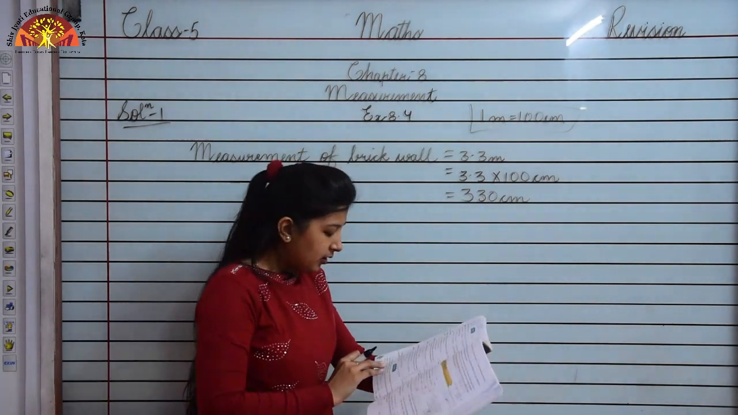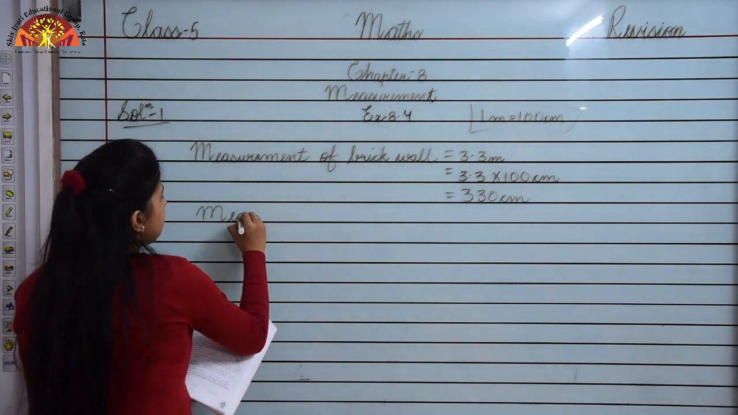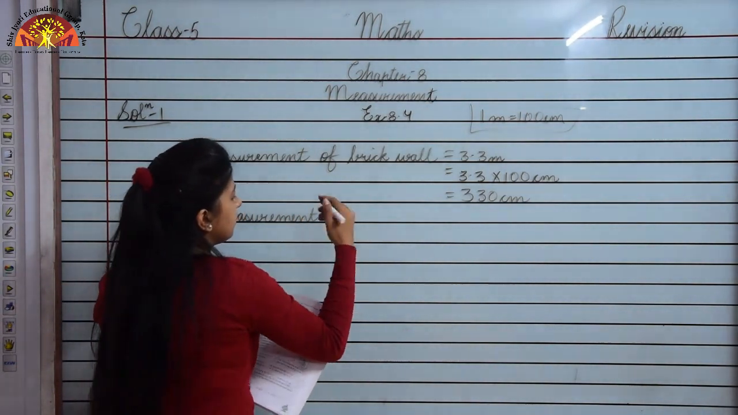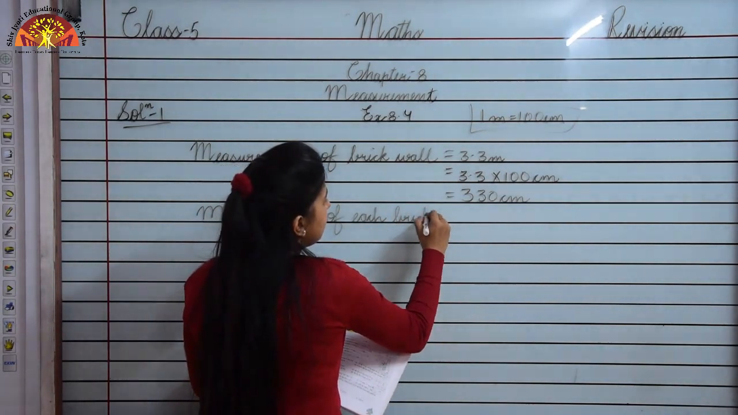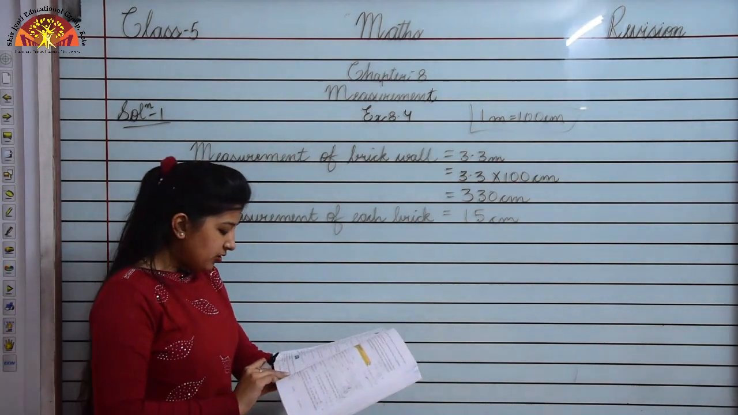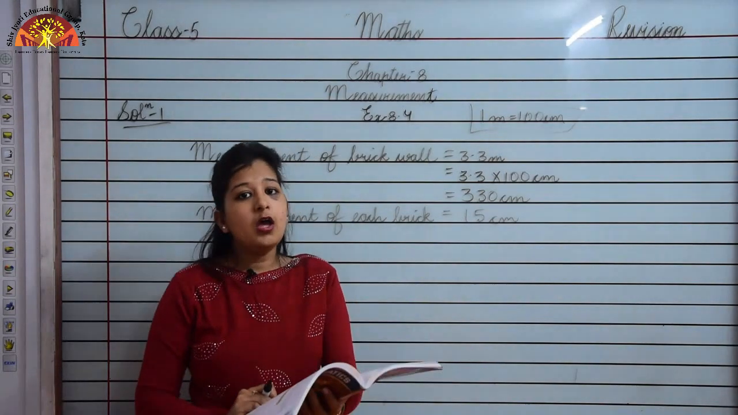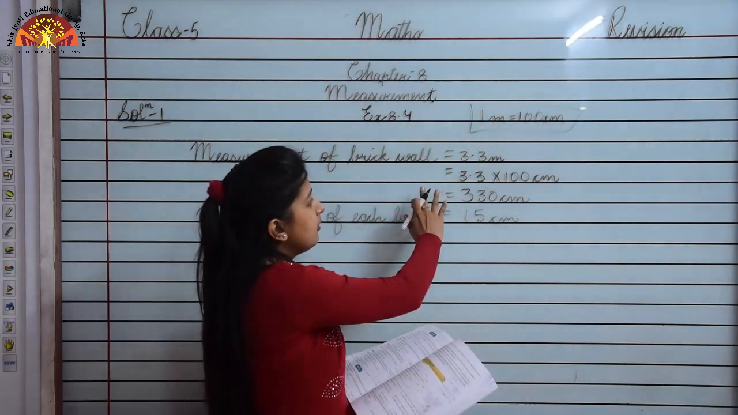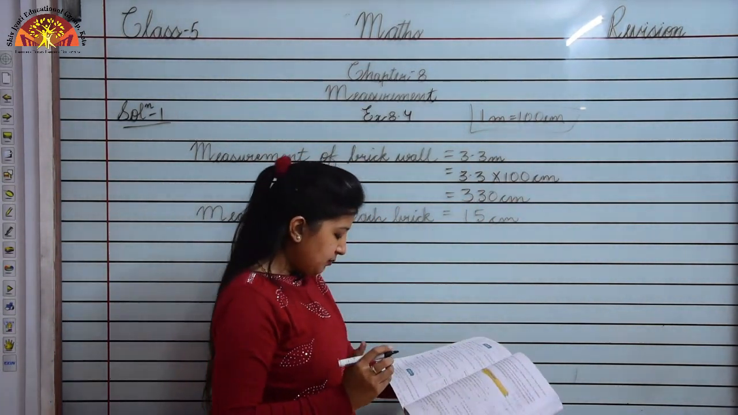Now what we have given? Measurement of each brick. So we are writing measurement of each brick, that is 15 centimeter. Students, in this question we have to find how many bricks will be required to complete the wall. So what we will do? We will divide the 330 centimeter by 15 centimeter.